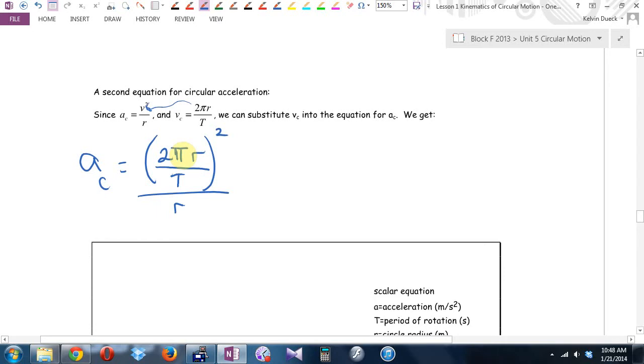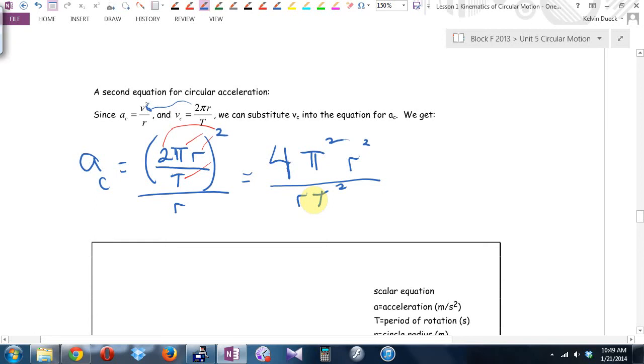But we can clear some brackets. Because this is going to be squared, squared, squared, and squared. So what's 2 squared? In your head, please. What's pi squared? Just pi squared. What's r squared? Just r squared. Over capital T squared. And that was all divided by r. Bree, that's just the same as putting an extra r down there with the t.